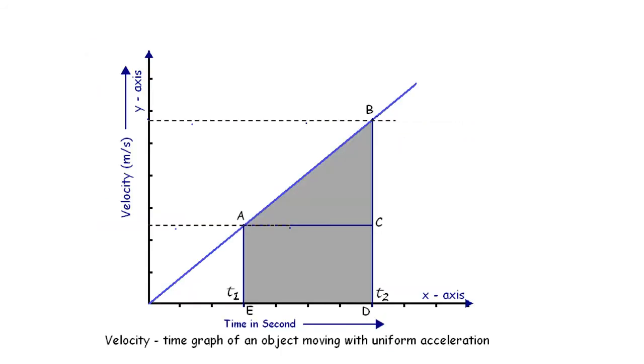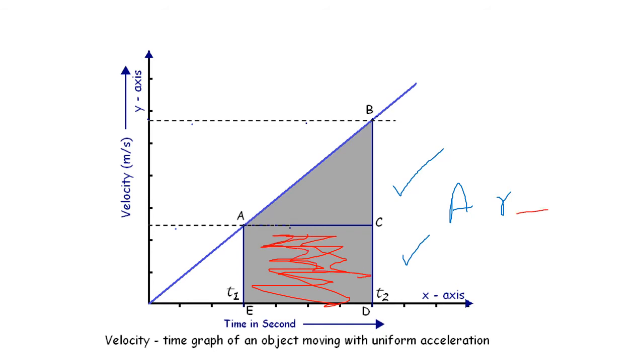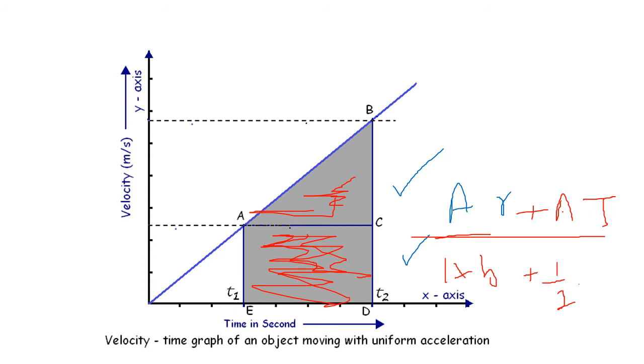In the same way, if I ask you to find the distance of the shaded region, what do you have to do? You just have to add the area of the rectangle, because this shaded part is a rectangle, plus the area of the triangle. When we add these two, we get the total distance, the quantity of the shaded region. The area of a rectangle is length into width, or breadth, and the area of a triangle is half into base into height. By applying these two formulas, you can get the value of the shaded region.